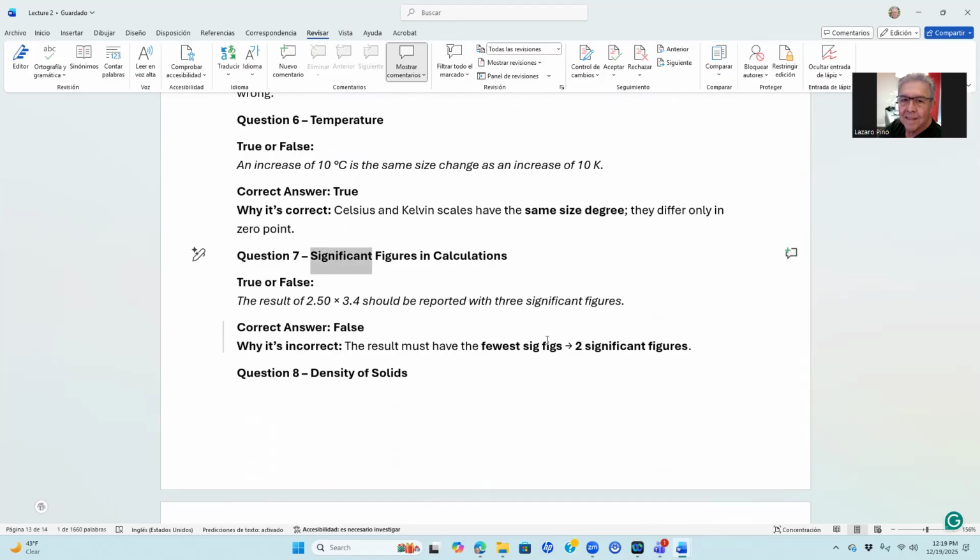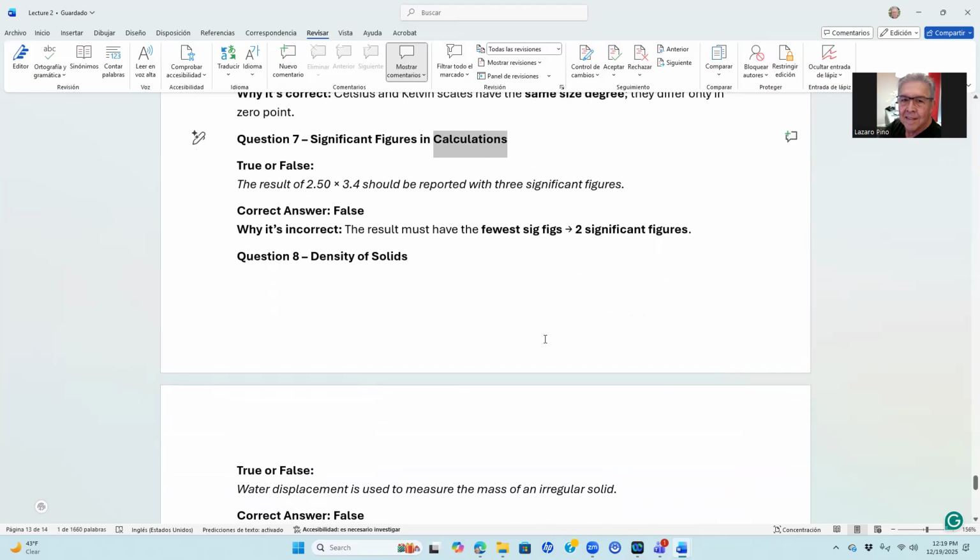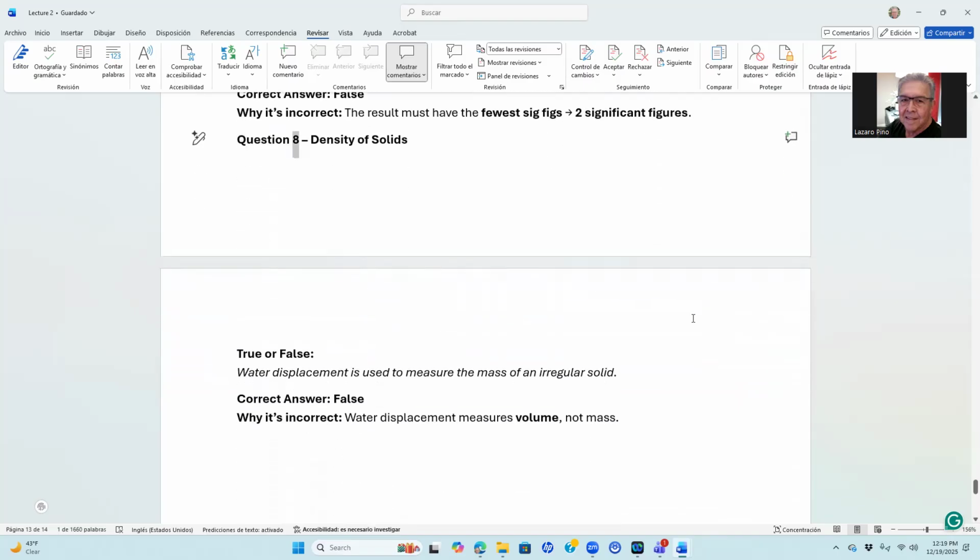Question 7. Significant figures in calculations. True or false, the result of 2.50 times 3.4 should be reported with 3 significant figures. Correct answer: False. Why it's incorrect: the result must have the fewest sig figs, 2 significant figures. Question 8. Density of solids. True or false, water displacement is used to measure the mass of an irregular solid. Correct answer: False. Why it's incorrect: water displacement measures volume, not mass.